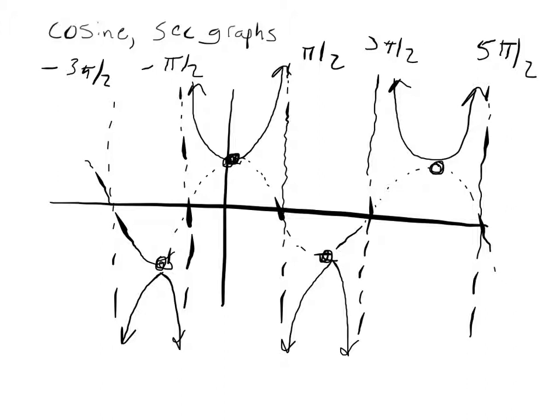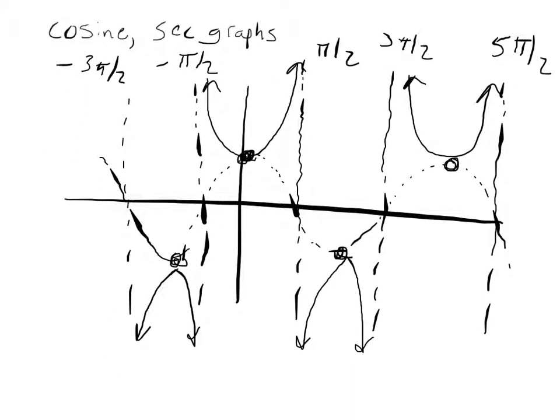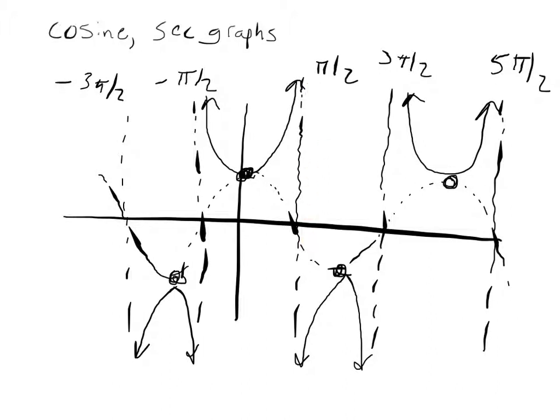My domain here for the secant graph is I can't put in any multiple of π/2. π/2 will not work. 3π/2 won't work. 5π/2 won't work. I can't put in any multiples of -π/2, -3π/2. So these π/2 things aren't going to work. They're outside of the domain. My range, similar to cosecant, I can get values out that are bigger than 1, or I can get values out that are less than -1. I can't get values out in between -1 and 1.